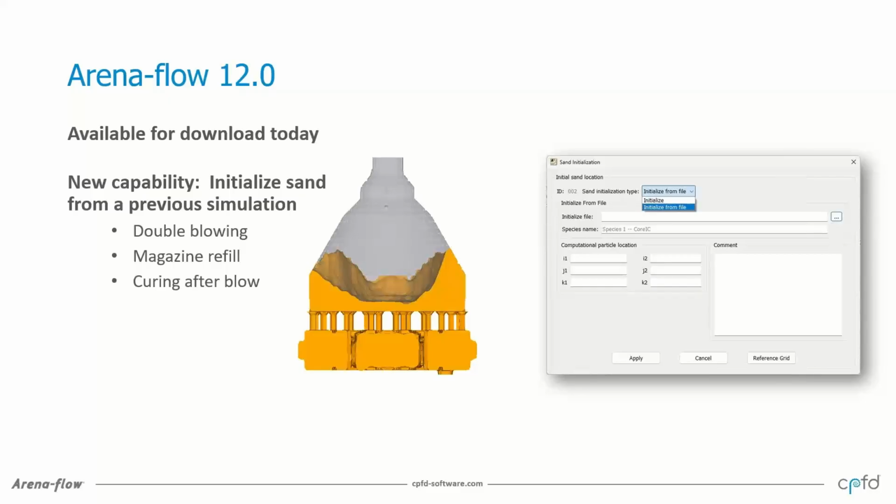Also curing after blow. So instead of assuming I have a uniformly filled core, what happens if I have density variation? So you can run the blowing simulation first and then move over using those results, the varying density in the filled core, and run a curing simulation with that density variation. How does that affect it? And so the big major difference is as you go in, instead of just initializing and specifying sand in a region, you could say initialize from a file, which comes from a previous ArenaFlow calculation.